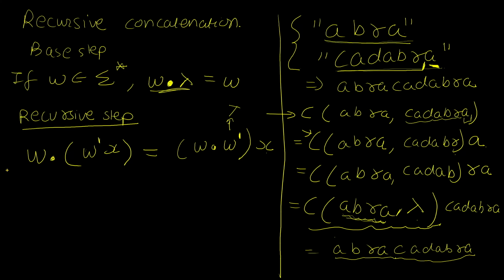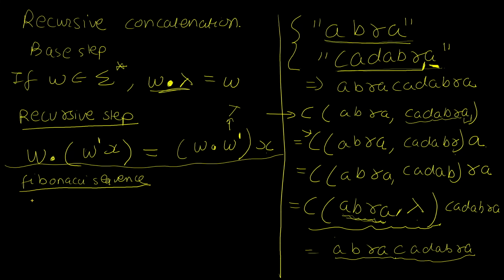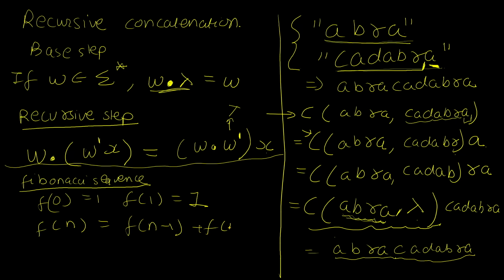But before I let you go, there is something that I cannot go without mentioning. This is about the Fibonacci sequence. You know that a Fibonacci sequence is given by this expression. F0 is equal to 1. F1 is equal to 1. This simply says that the first two terms are 1. And then we know that any term Fn is given in terms of the previous two terms. So Fn is just equal to Fn minus 1 plus Fn minus 2.